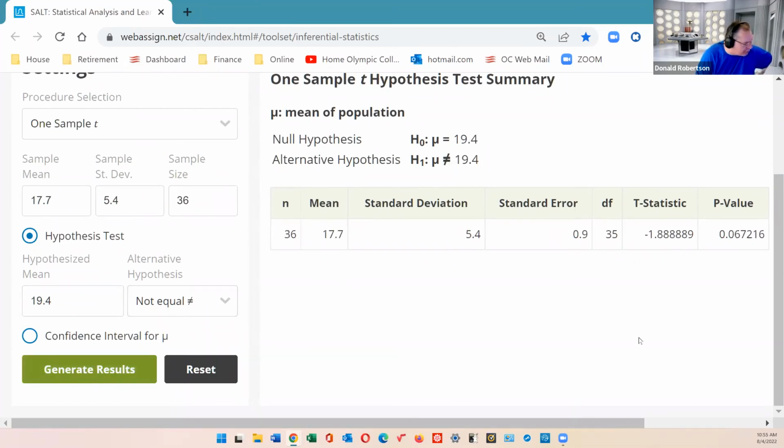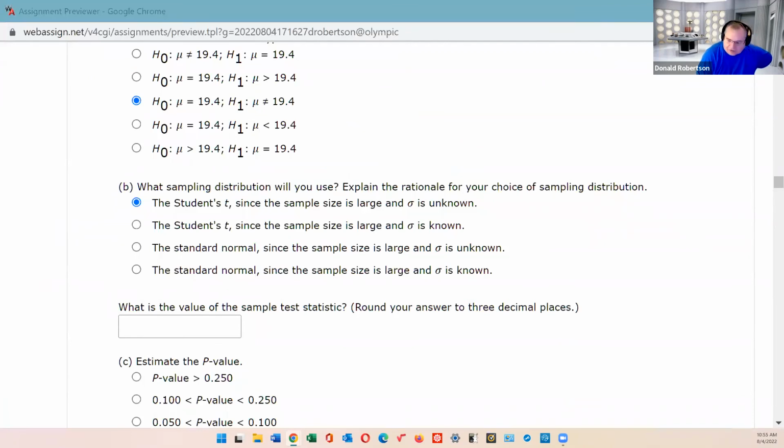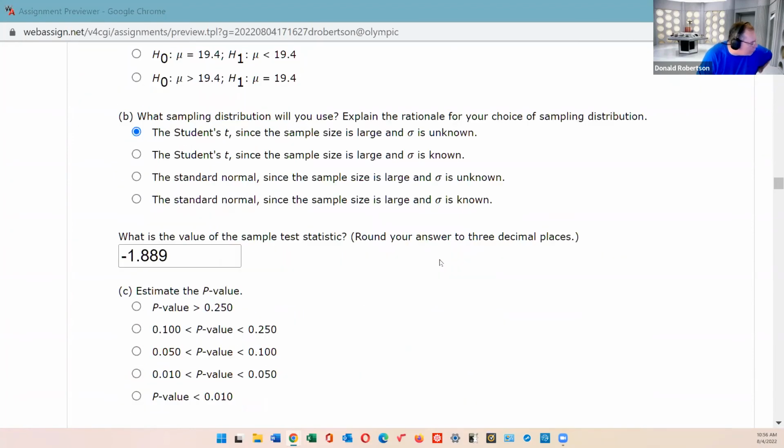So I'll generate the results, and here is our p-value, amongst other things. The test statistic, which you can't see anymore, but I'm copying it, is -1.8 and change. To 3 decimal places, that becomes a 9. The p-value, which again you cannot see, is 0.06. So 0.06 is in that range. Agreed? The third one. Right, 0.06 is somewhere between here and here.